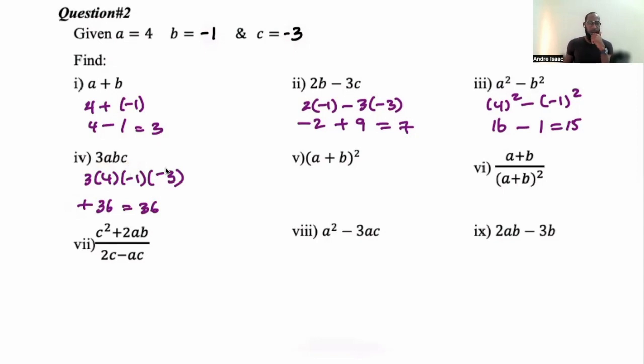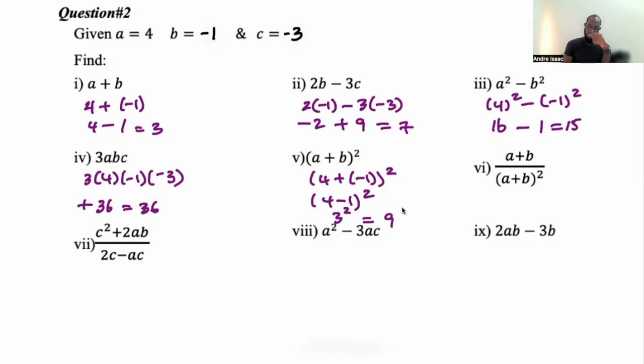Next one, a plus b squared. So we have a is equal to 4 plus b is equal to -1 squared. Multiplying different signs, we get minus. 4 minus 1, which is 3 squared, and that is equal to 9. That's squared, a little on top. 3 squared is equal to 9. Let me just verify. b is equal to -1.